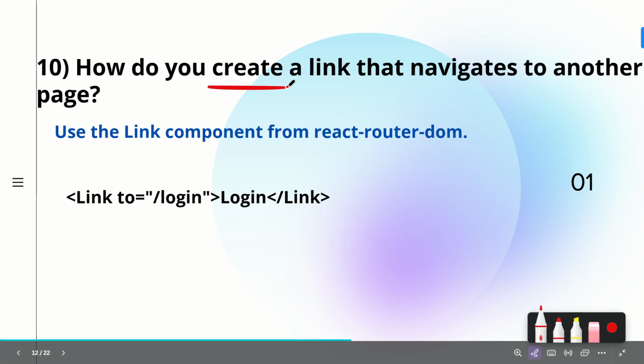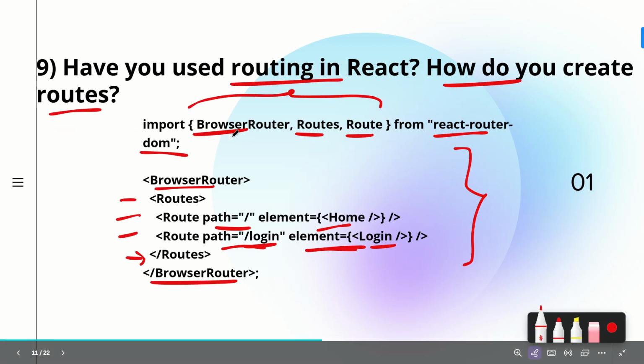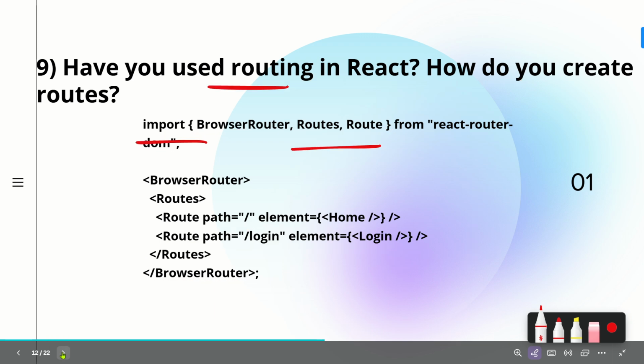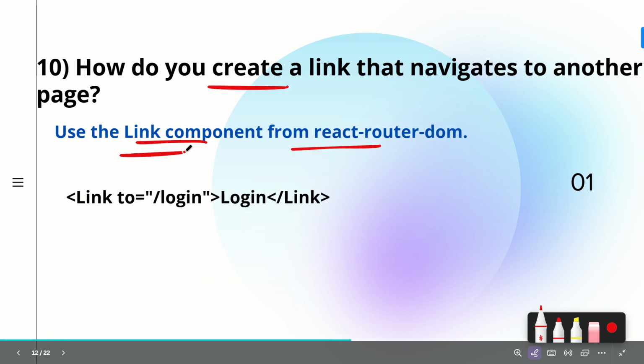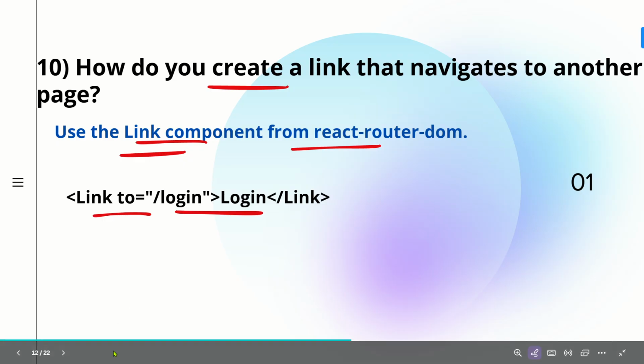Our 10th question is, how do you create a link that navigates to another page? You have to make use of the Link component from React Router DOM. Here you can see that we have imported BrowserRouter, Routes, and Route from React Router DOM. Now again from React Router DOM we have to get the Link component, and using that Link component you can navigate your user to another page.